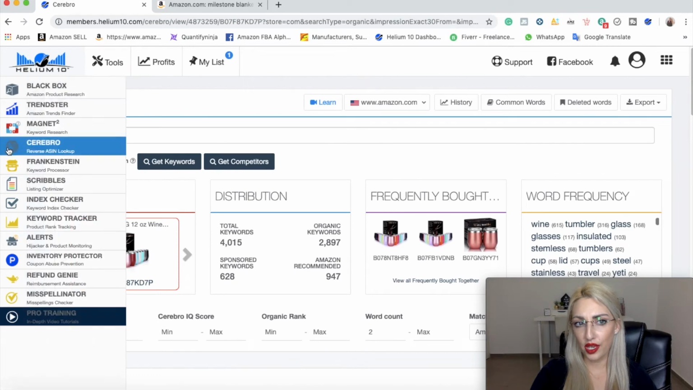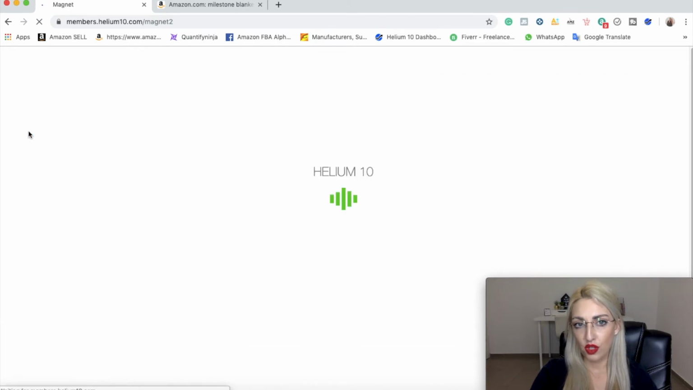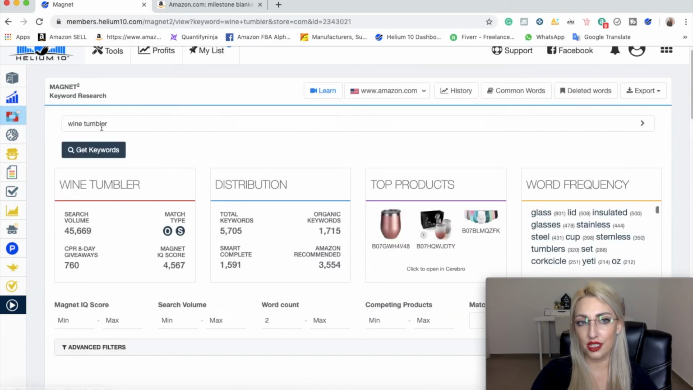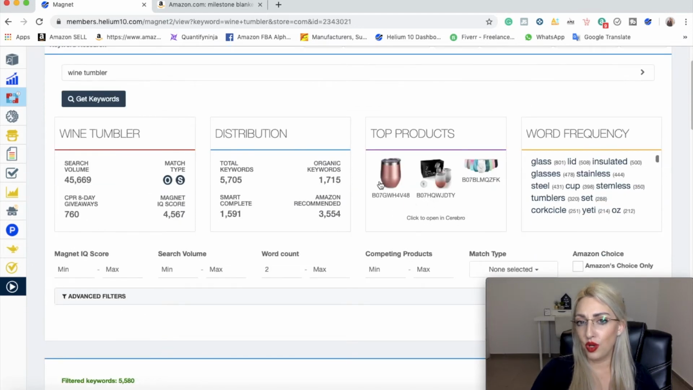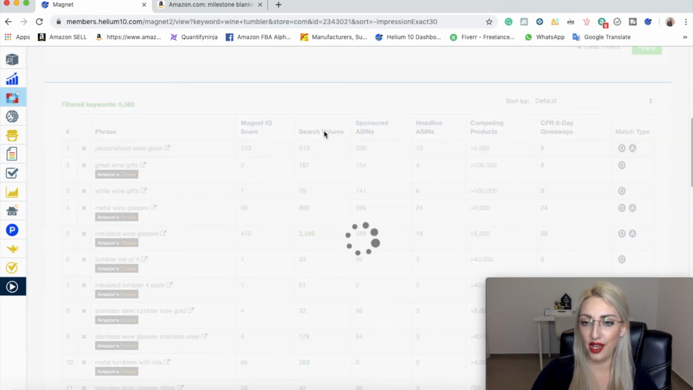So the first option that we had was to do this through a Cerebro reverse ASIN. The second option is you can use Magnet, which is just keyword research. So I've typed in Magnet, wine tumbler, get keywords. You can see here, wine tumbler has 45,000 searches according to Helium 10. You can see the top products for it as well. So you could always go ahead and open that up in Cerebro. And then you can see the word frequency that keeps coming up there, etc. And then you can also see that here. You can also click on search volume, and then it will be from highest to lowest.